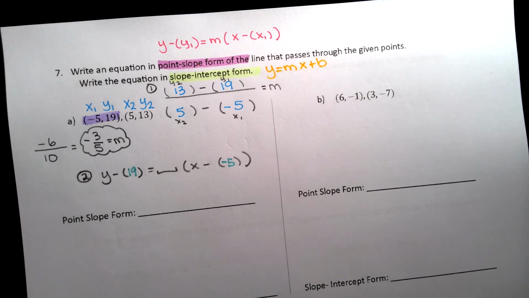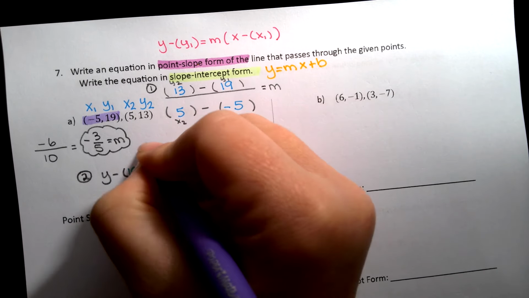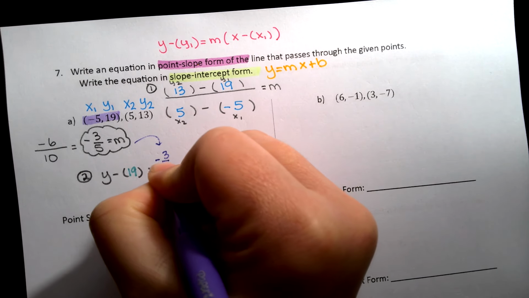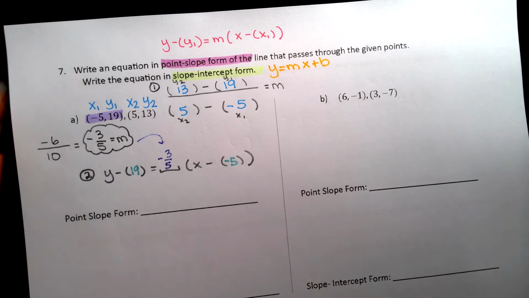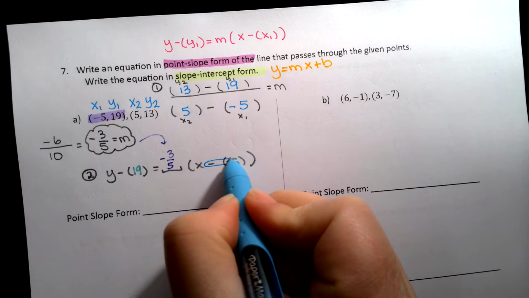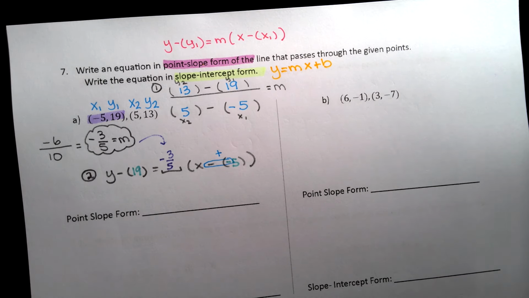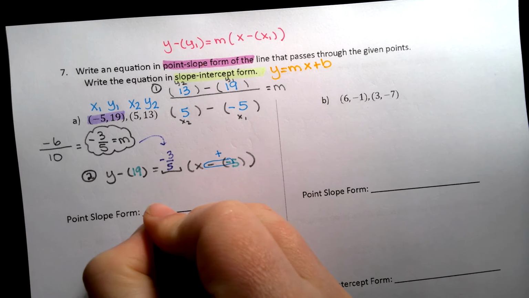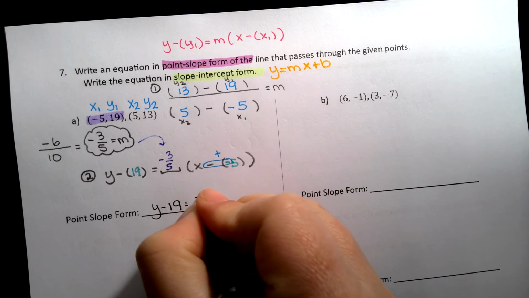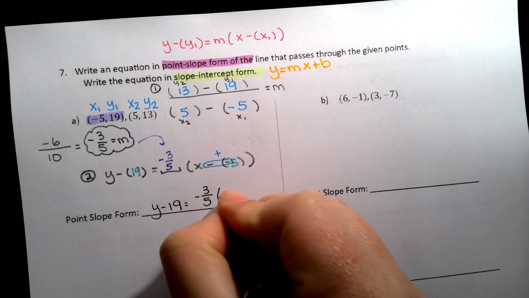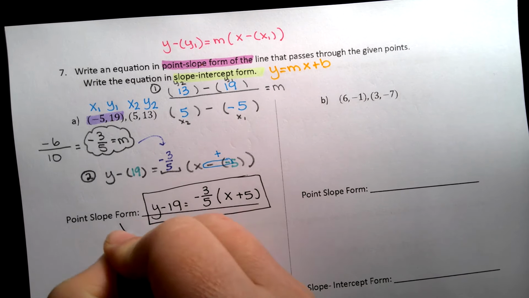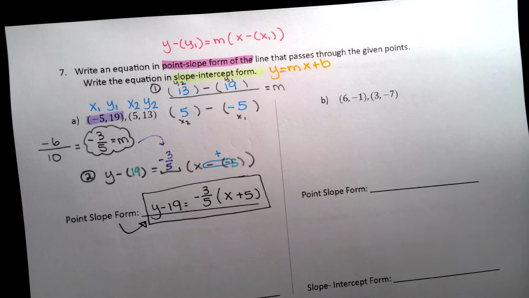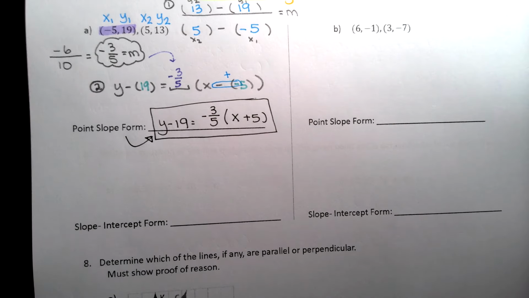And then slope, what was slope? Negative 3/5. Any double negatives? Yes. So we need to take care of this double negative here into a plus. So our answer is y minus 19 is equal to negative 3/5, open, x plus 5. Again, please make sure you understand what is your point slope form versus your slope intercept form. So for your slope intercept form, we're going to pick up that same equation.